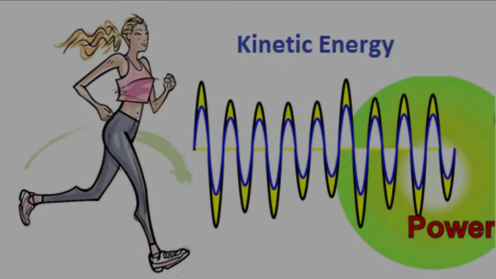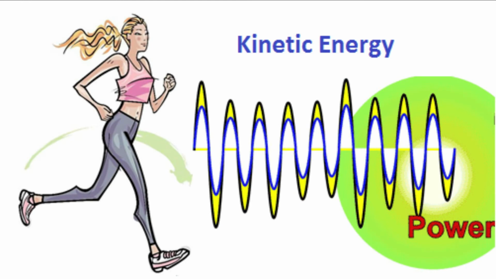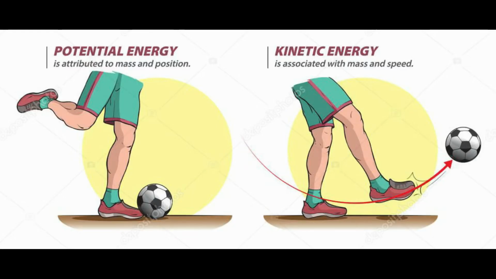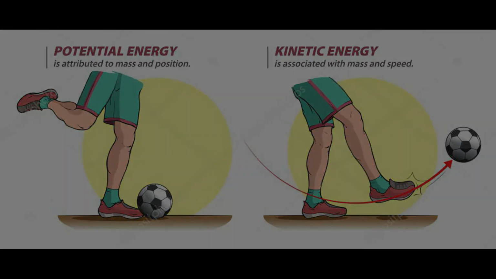When work is done on an object, the object gains speed and acquires kinetic energy. When a player throws a ball, work is done. The arm applies a force to a ball through a distance. Once that kinetic energy is achieved, work continues to be done just to overcome friction and maintain speed.